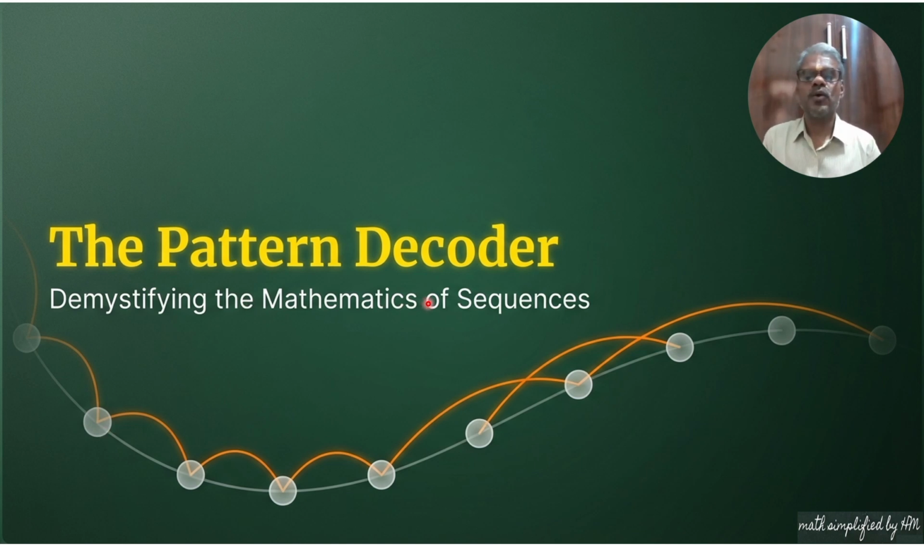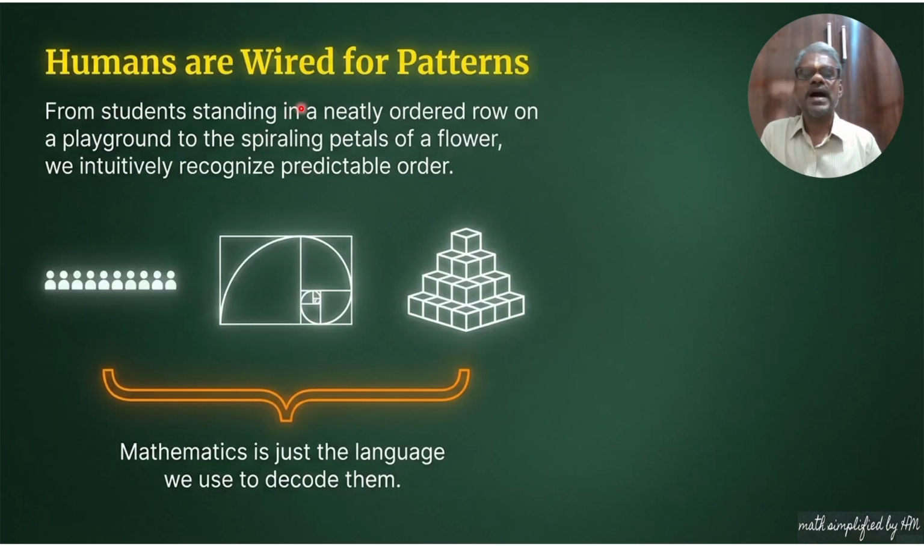The pattern decoder, demystifying the mathematics of sequences. Humans are wired for patterns, from students standing in a neatly ordered row on a playground to the sprawling petals of a flower. We intuitively recognize predictable order. Students standing in a row, some geometrical shapes, and boxes arranged in rows and columns. Mathematics is just the language we use to decode them.